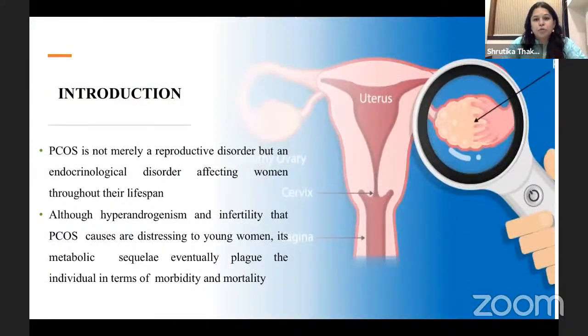How can we improve our practice for this reproductive disorder that literally affects the entire lifespan of the woman, right from the adolescent age group to the elderly? PCOS seems to have an entire spectrum of symptoms that affects the woman throughout her lifespan. Although hyperandrogenism and infertility are the most troublesome or distressing symptoms, and most often we see women only when they have these, honestly speaking, it is something that even young girls need to be aware of.